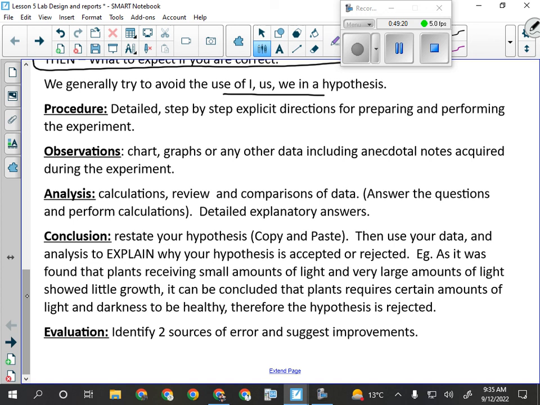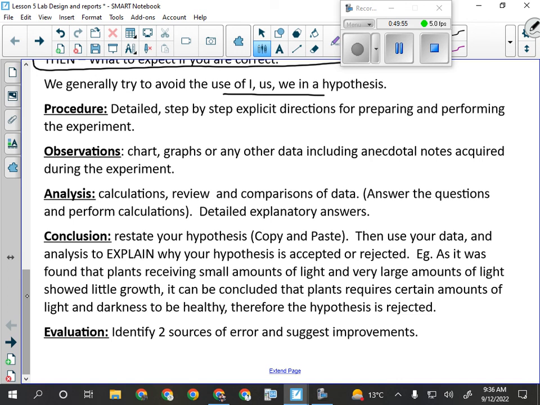Well, it tells me that more light doesn't mean more growth. It means there's a sweet spot, that plants need some light and some dark. Okay, that's me looking at my data and going, here's what it says. My conclusion is, my hypothesis needs to be accepted or rejected. My hypothesis said more light means more growth. Is that what I saw? So my hypothesis has to be rejected, and that's okay.